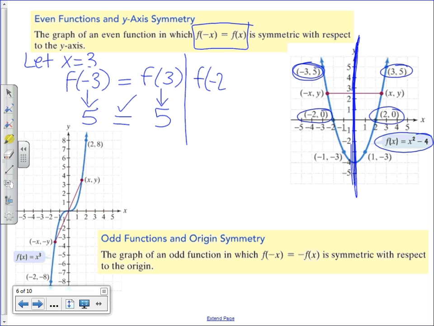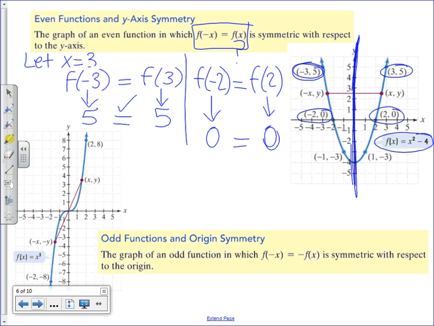Now let's let x equal to 2. And we're checking here. So, Lorenzo, what is f of 2? 0. So if the input is 2, the output is 0. Now, Chris, what is f of negative 2? Also 0. So they are the same, right?